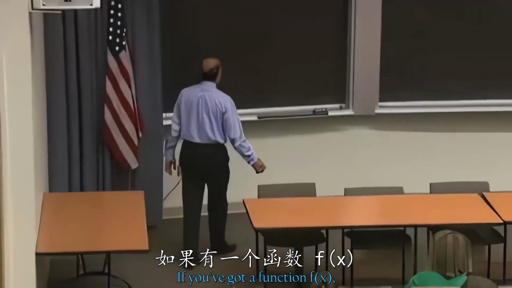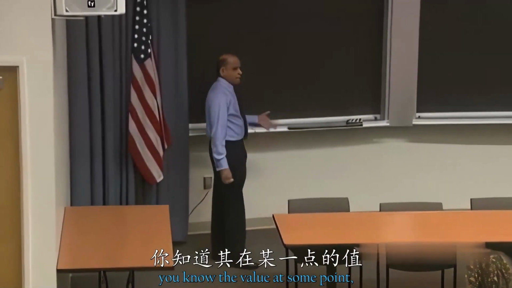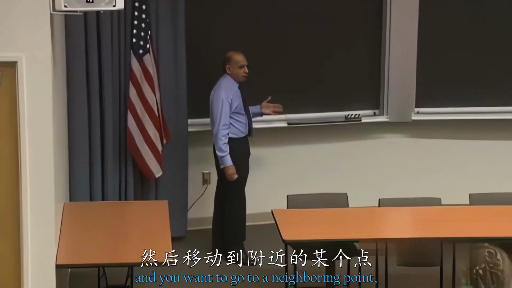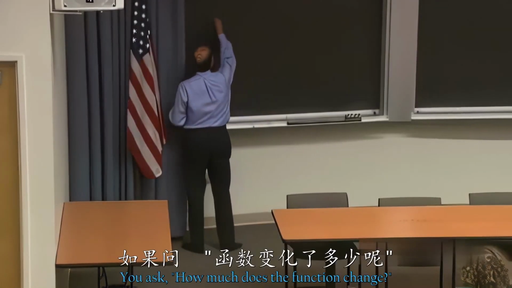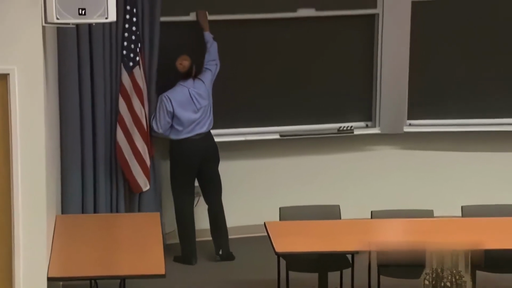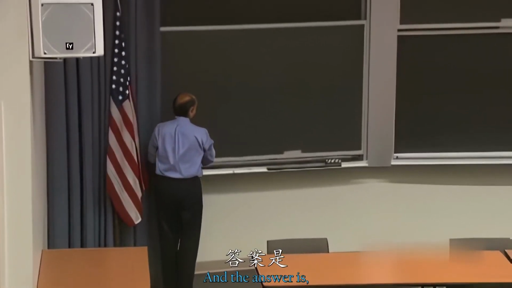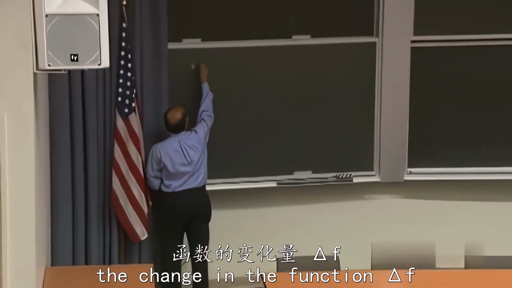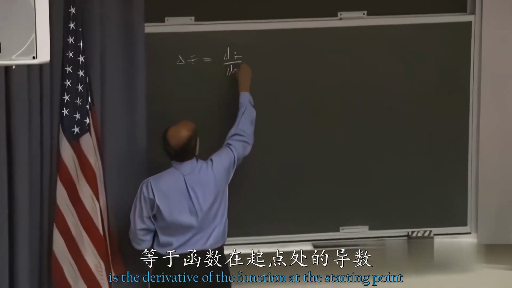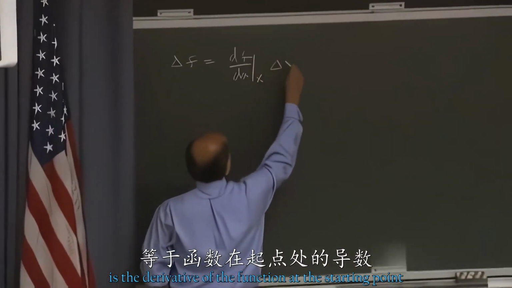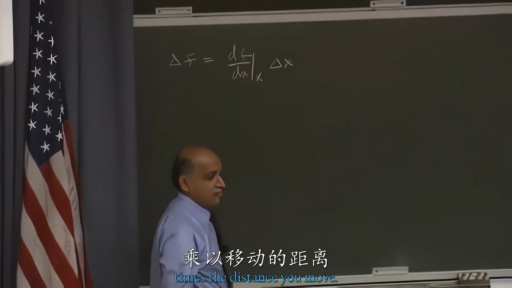If you've got a function f of x, you know the value at some point, and you want to go to a neighboring point, a distance delta x away, you ask, how much does the function change? And the answer is, the change in the function, delta f, is the derivative of the function at the starting point times the distance you move.